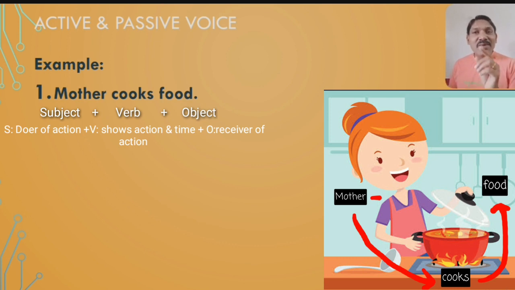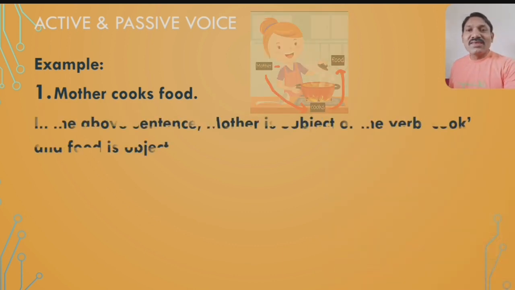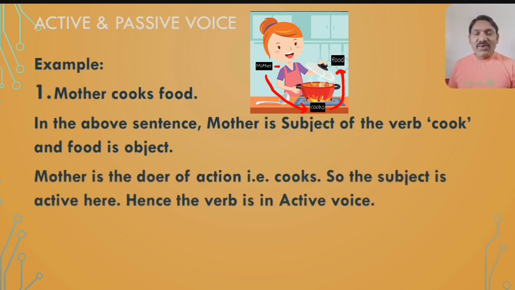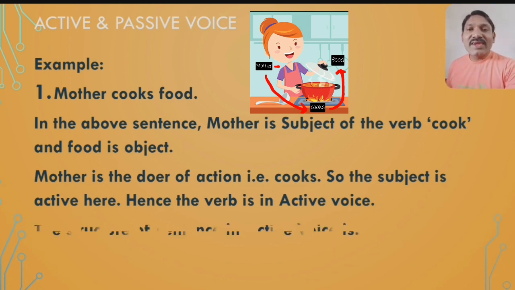So here mother is in action. Okay, mother is doing action here. So the verb cooks is in active voice. Okay, students, have you understood this much? So here in the above sentence, mother is the subject of the verb cook and food is the object. Just now I have told you, mother is the doer of action, that is cooks. So the subject is active, hence the verb is in active voice.